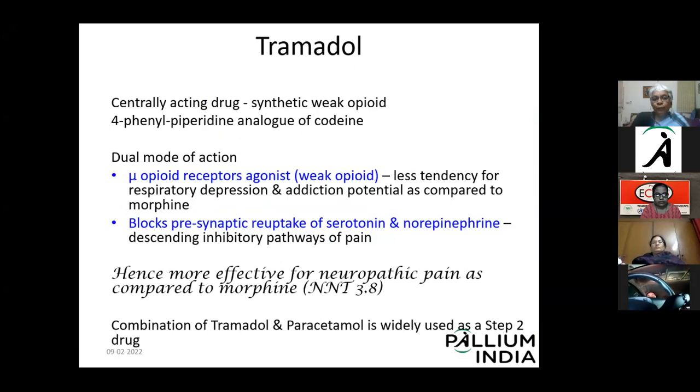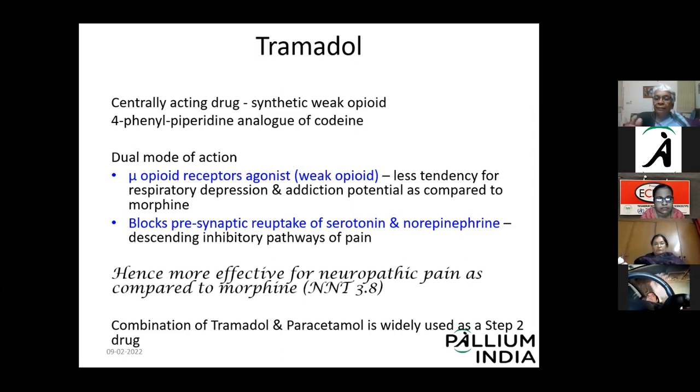So if you look at the weak opioids, they are centrally acting. They have a dual mechanism of action. They act on the mu opioid receptor as agonists, and that is how they have the weak opioid effect. Because it's a weak opioid, it has less tendency for respiratory depression and addiction potential as compared to the strong opioids. But besides the effect on the opioid receptors, it also has an effect on the reuptake of serotonin and norepinephrine. So they actually activate the descending inhibitory pathway of pain.